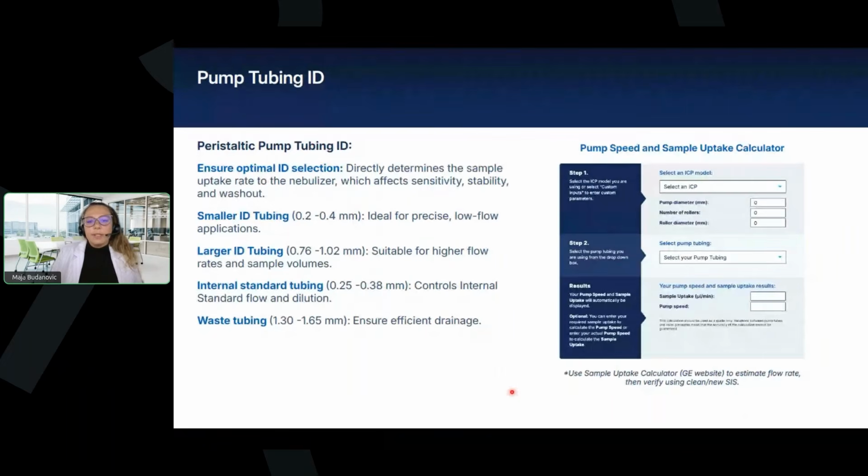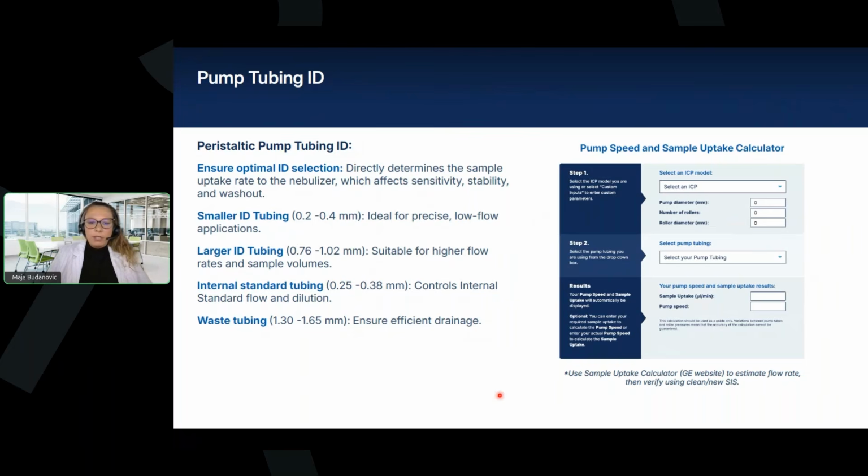Next, we need to consider the internal diameter of the pump tubing, which also directly influences your sample uptake rate. So selecting the correct tubing size depends mainly on the application and your required sample flow conditions. Smaller IDs are typically used for precise low flow applications, for example, for your internal standard. And the larger diameters are used when higher sample delivery rates are needed, and also for the waste to ensure efficient drainage.